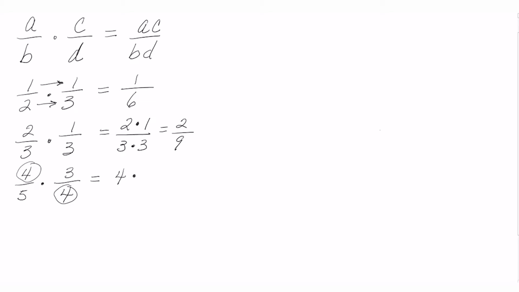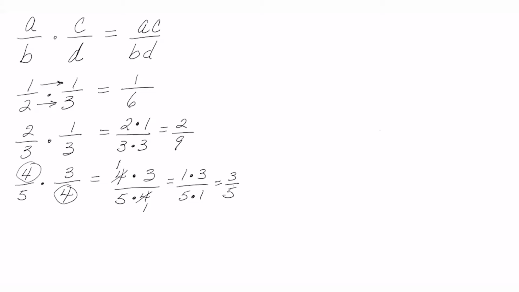So we're going to put this over a common fraction bar. So we're going to say that's 4 times 3 over 5 times 4. Okay, so I can cancel out this 4. So 4 goes into 4 one time on the top, and then 4 goes into 4 one time on the bottom. So now we can go 1 times 3 over 5 times 1, which gives us 3/5. And this does not need to be reduced either, because we reduced by canceling out the common factor to begin with.